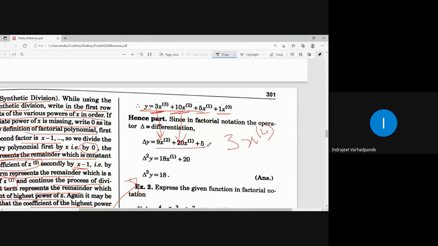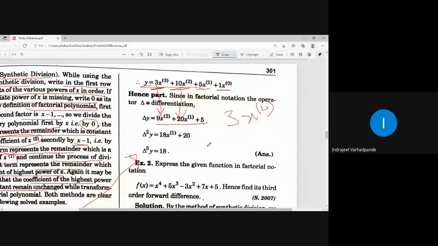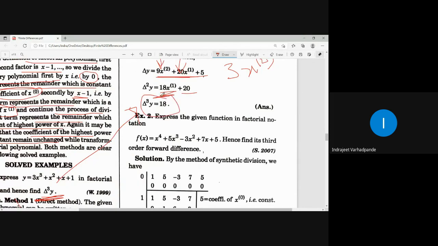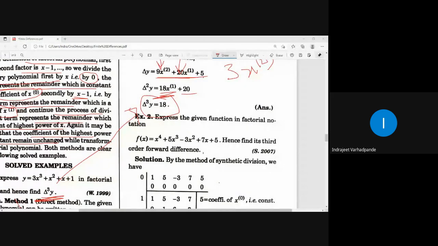So this is your first step, delta y. Again operate delta, meaning take the derivative of this. 9 2s are 18 x to the power 1, plus the derivative of 20x is 20. Again differentiate. 18 into x is 18x. The derivative of that is 18. The derivative of a constant is 0. So delta cube of y comes out to be 18. If you see, whatever is the degree of the factorial polynomial, only that many derivatives, meaning the values up to that order of forward differences, are nonzero.